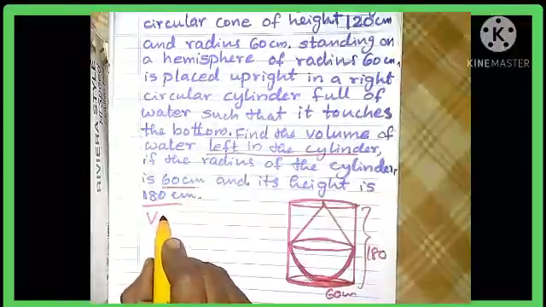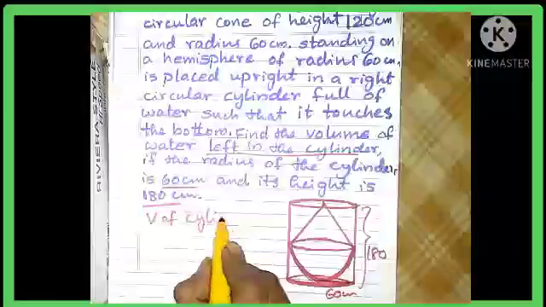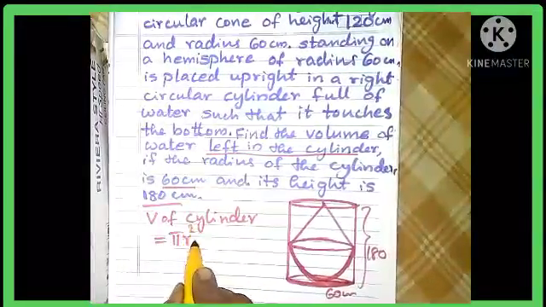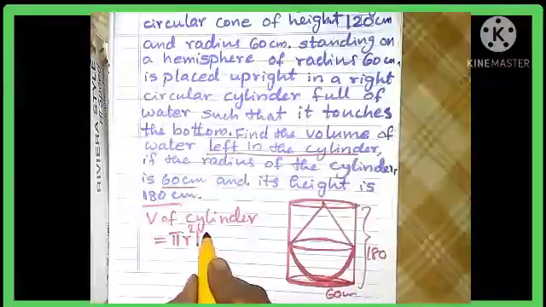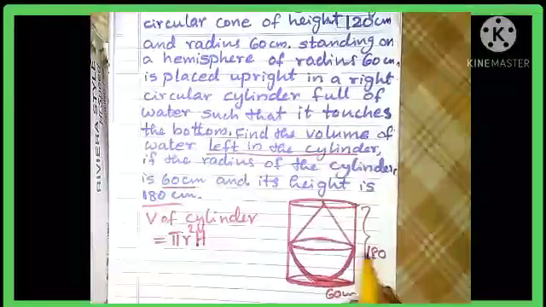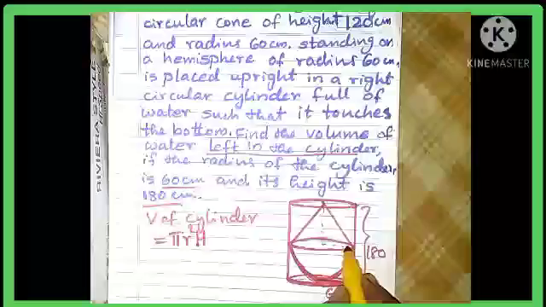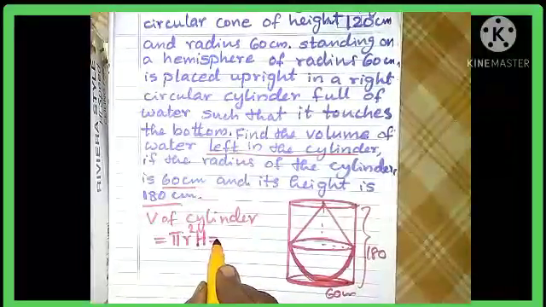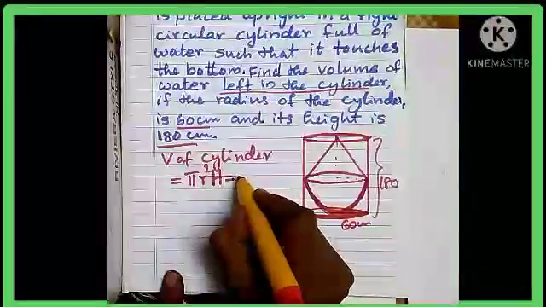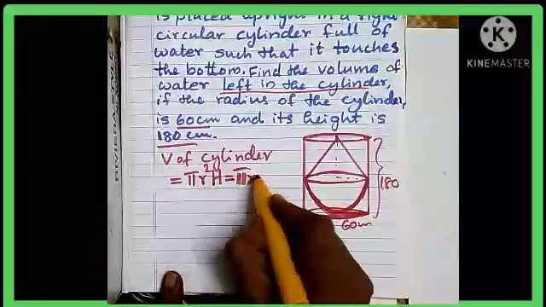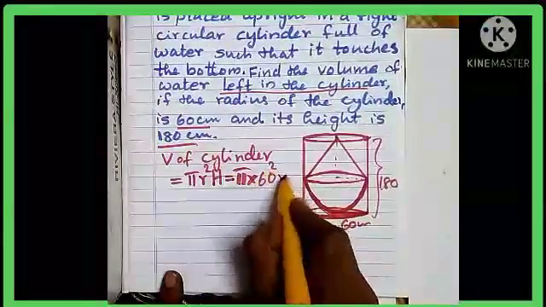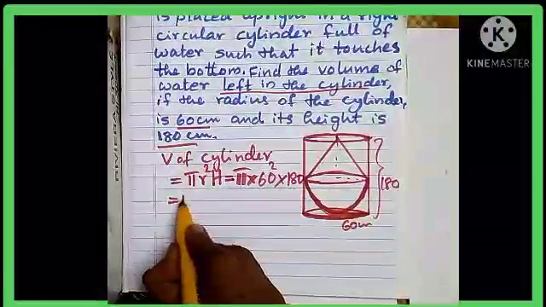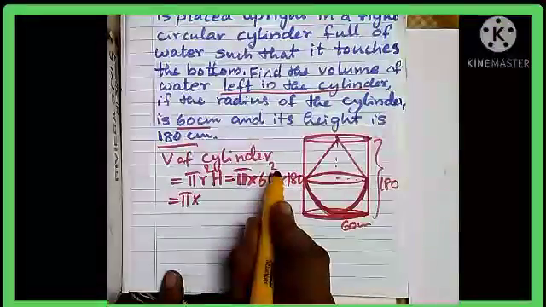So first we can find the volume of the cylinder. Okay, volume of cylinder, what's the formula? Pi r square h, and here we can take a capital H because one more height is here, the height of the cone. Okay, so pi r square H, that is equal to pi into, what is the radius? 60. So 60 square into H. H is 180. So that's equal to pi into, then 60 square, what is that?